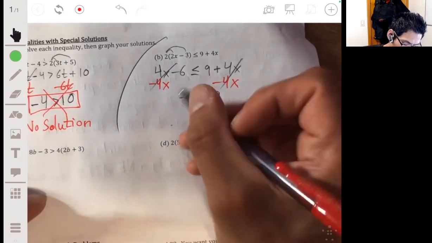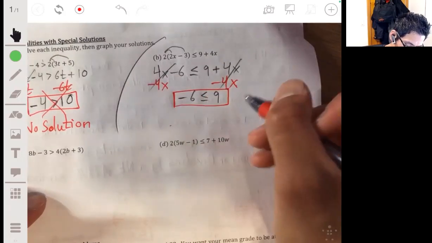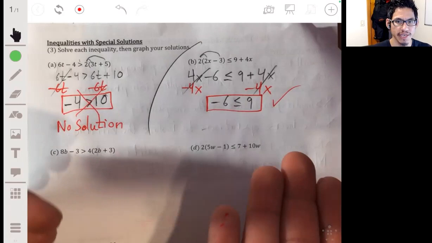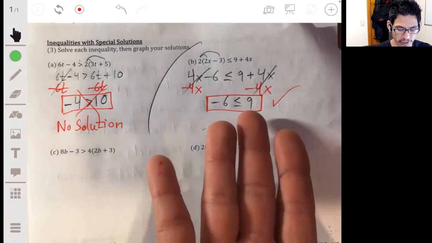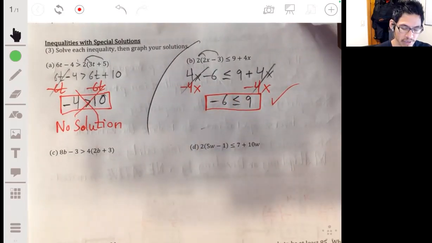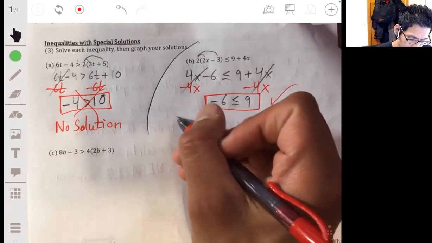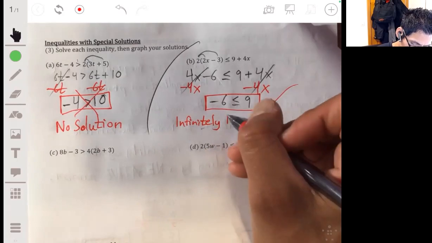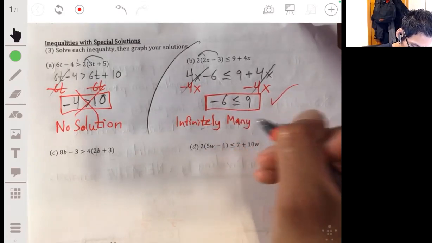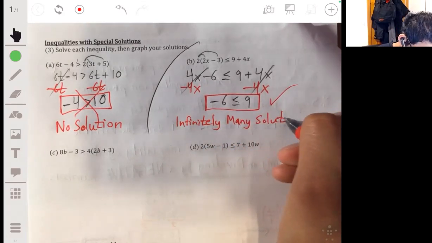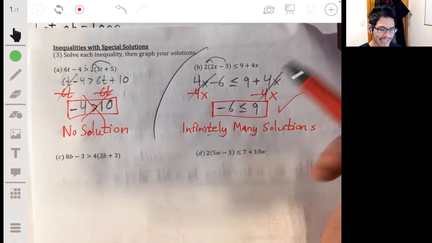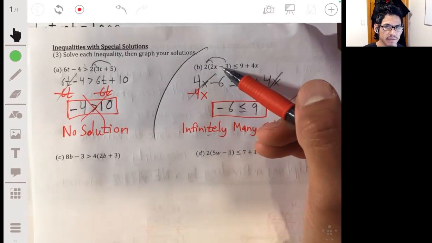And this is true, as you know. This is a true inequality. So if you get an inequality where all the variables are gone and you get a true expression, then this means that there's infinitely many solutions, which means that you can plug in any number for x and it's going to work.